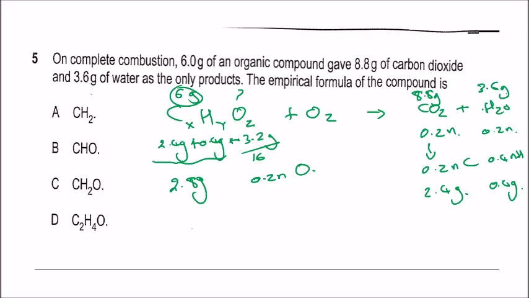So I now know the moles of everything, so I can easily work out an empirical formula. My carbon, my hydrogen, my oxygen is 0.2 to 0.4 to 0.2. So I'm looking for a formula where the ratio is 1 to 2 to 1, and the answer therefore is C. Well done anybody who got it right.